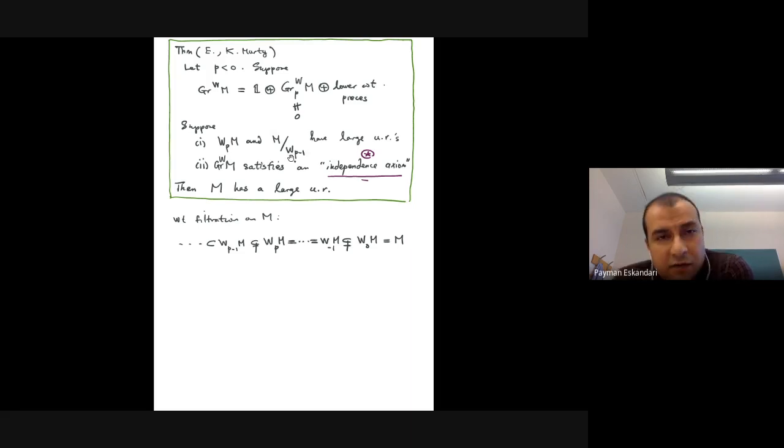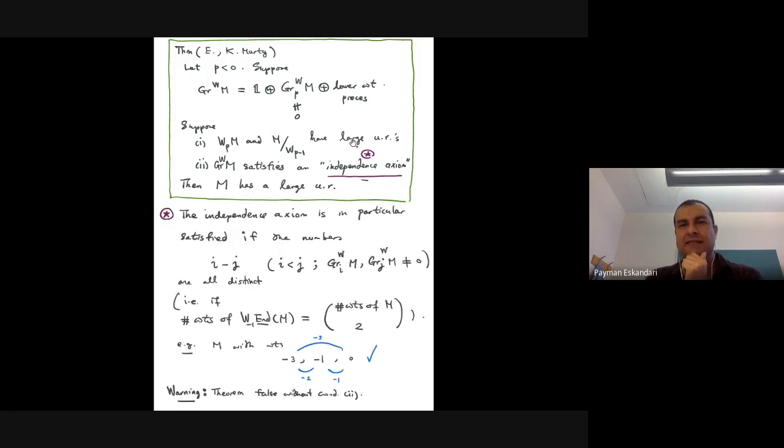Now, in general, one can construct counterexamples where just these two having large unipotent radicals doesn't imply that M has a large unipotent radical. But if you add an extra hypothesis, which we call an independence axiom, if you assume that the associated graded of M satisfies an independence axiom, which I'll say a few words about, then M will itself also have a large unipotent radical. So this allows you to deduce largeness for M from largeness for smaller motives. Now about this independence axiom, the statement itself is a little technical.